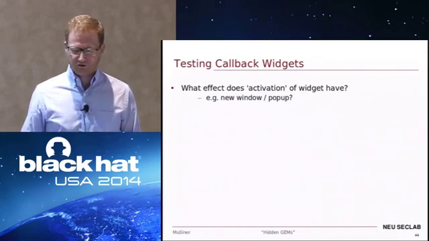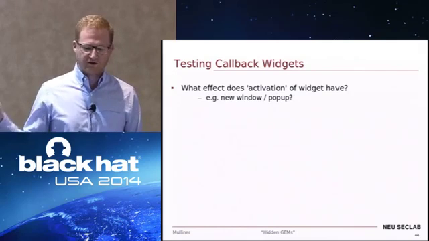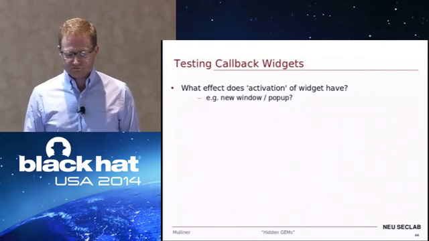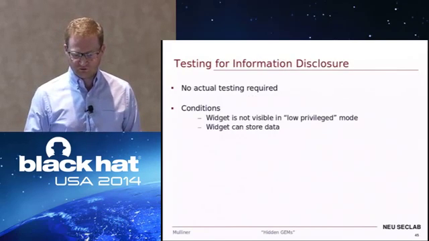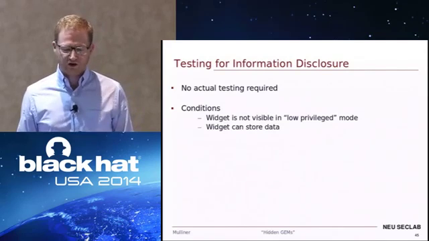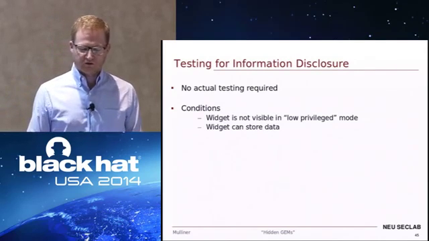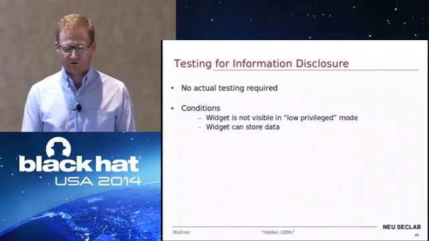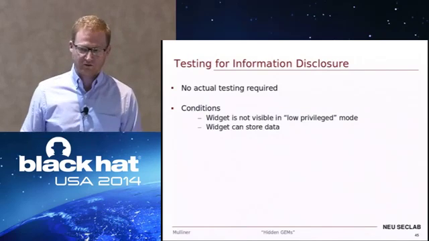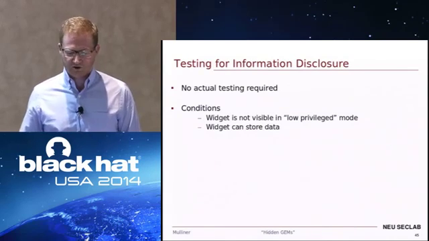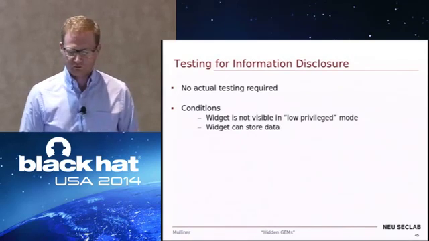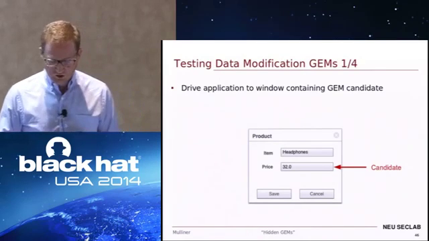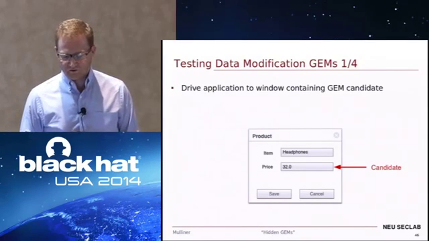For the callback, it's very easy: we activate it, click it, and see whether a new window pops up or not. That's the basic testing for that. For information disclosure, we don't really do actual testing. We see that this widget is always hidden in the low privileged mode, but it can contain data and it's visible in the high privileged mode. So we say, this could be a case, and we just dump it to the output and say, this might be something. But for data modification, it's a little bit different.